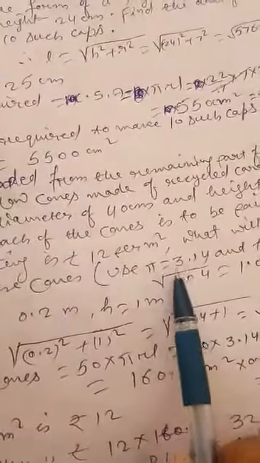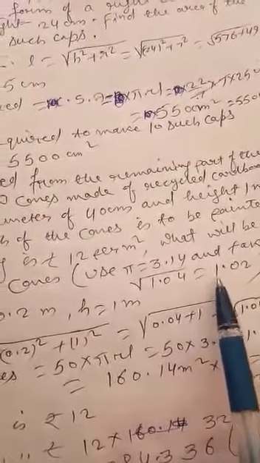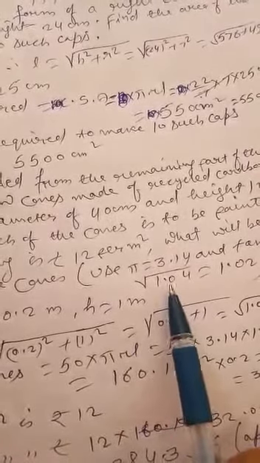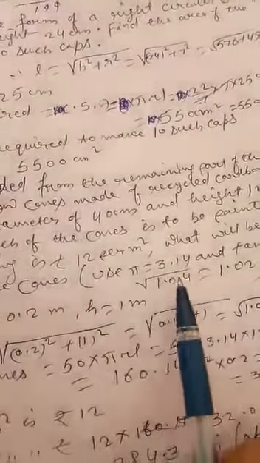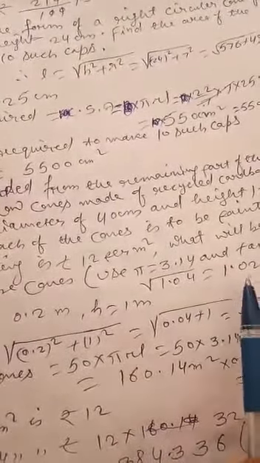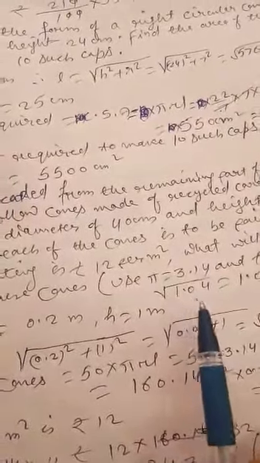Take pi is equal to 3.14 and under root 1.04 is equal to 1.02. This hint has been given because slant height will come like this, under root 1.04, so its value will be 1.02. But if this value is not given, then you can find out the square root and you can get 1.02, but for the sake of convenience in the question it has been given.